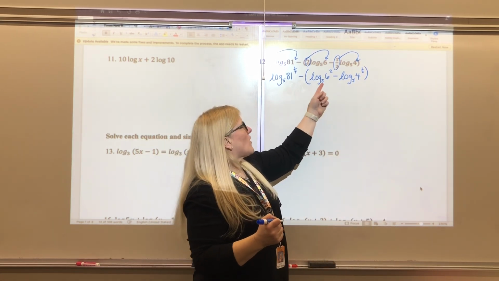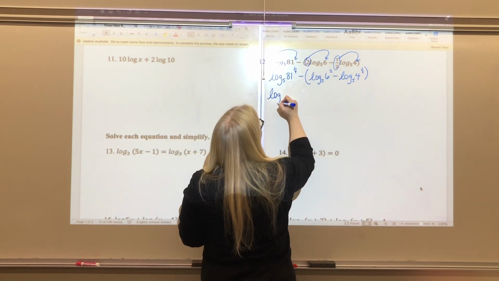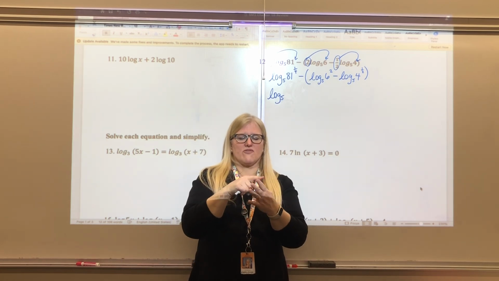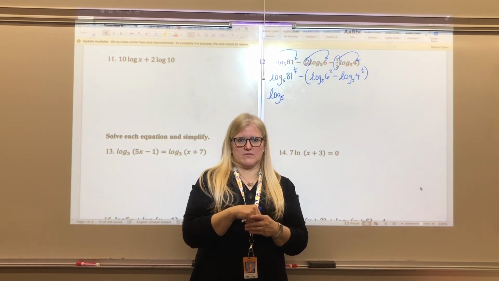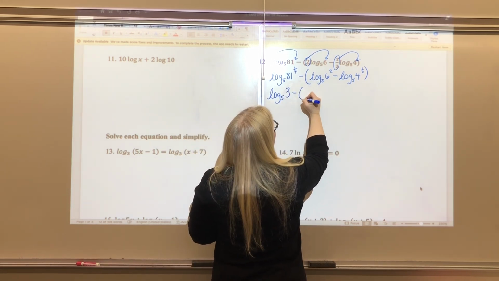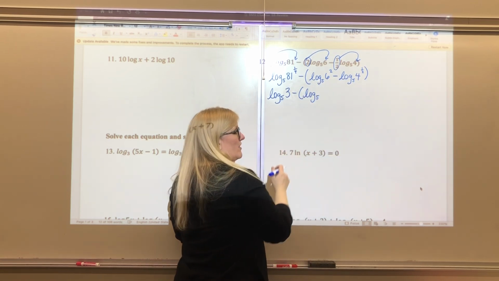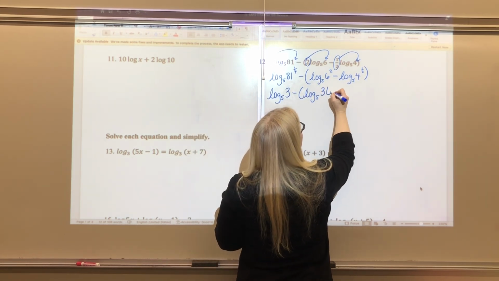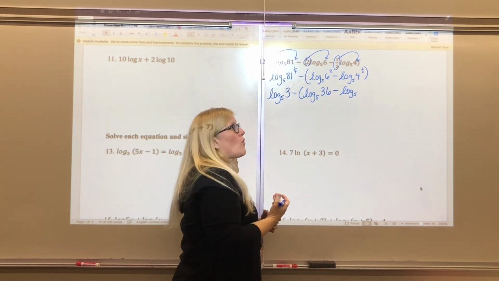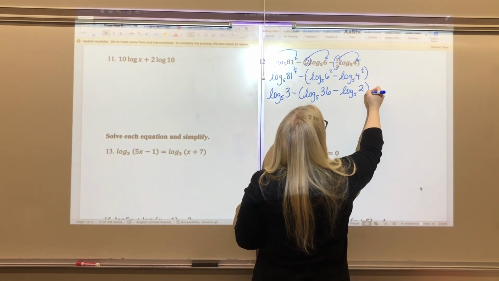Okay, and now let's figure out what all these numbers are. So log base 5, the 4th root of 81. So what multiplies 4 times to give us 81? It's 3. Okay, and then we have log base 5 of 6 squared, which is 36, minus log base 5, 4 to the 1/2. That's the square root of 4, which is 2.